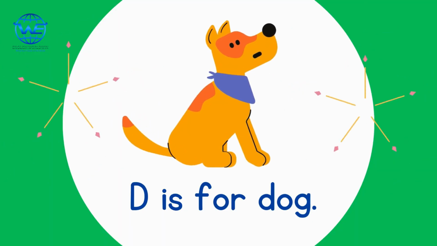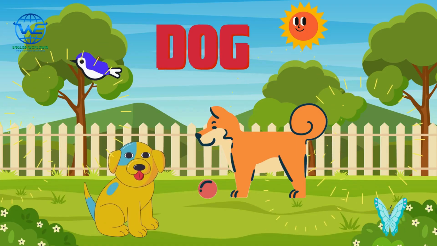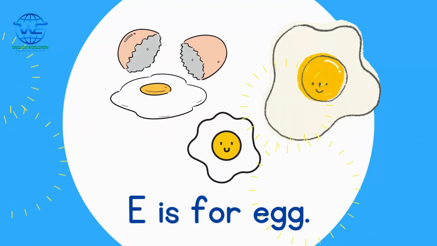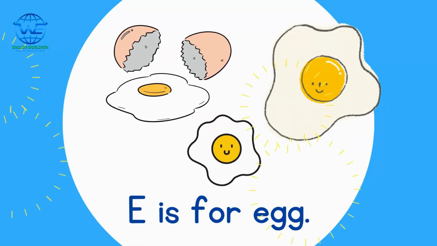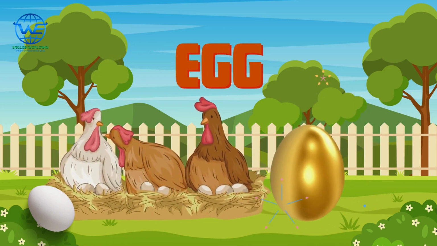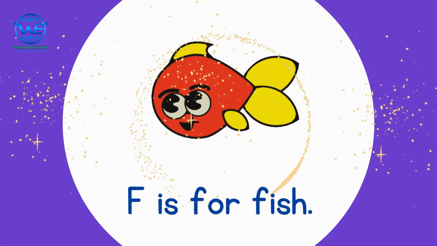D is for dog. Dog, dog, dog. E is for egg. Egg, egg, egg. F is for fish.